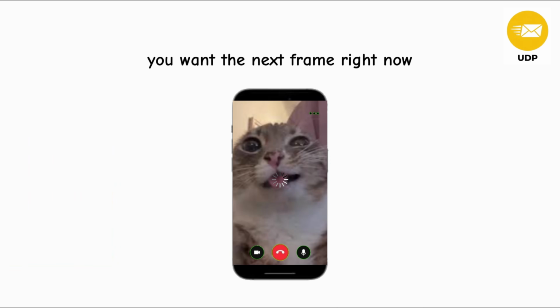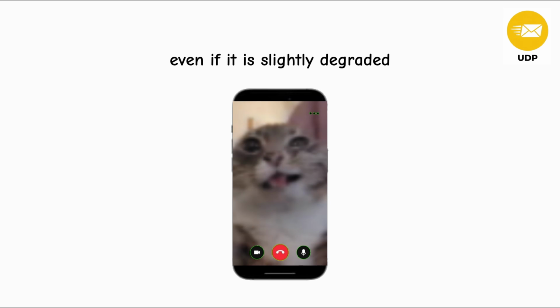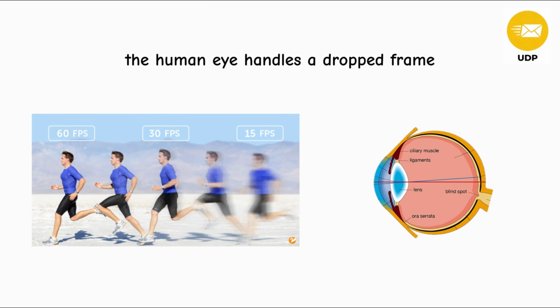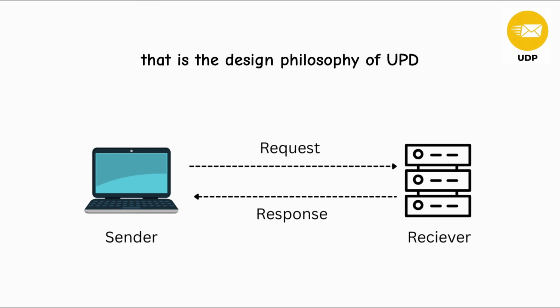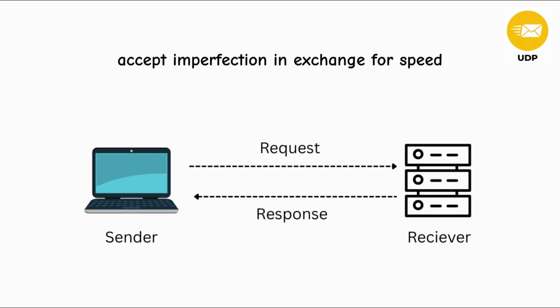You want the next frame right now, even if it is slightly degraded. The human eye handles a dropped frame far better than half a second of freezing. That is the design philosophy of UDP. Accept imperfection in exchange for speed.